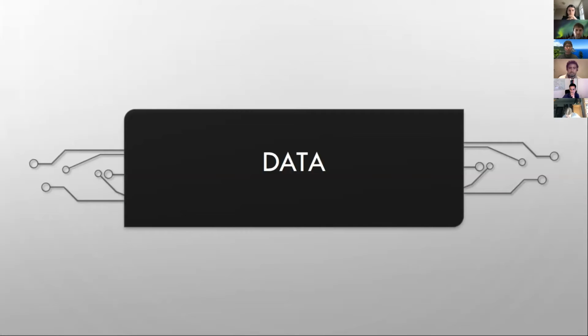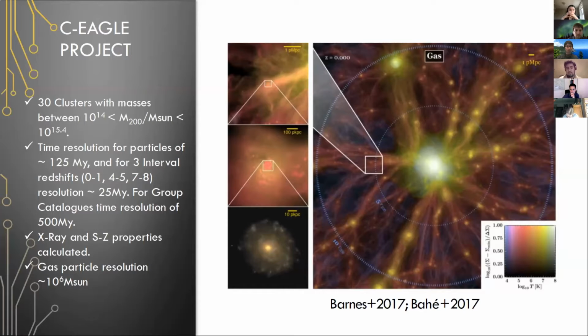So the CEAGLE project is a suite of 30 galaxy clusters simulated in a zooming fashion with high resolution. We have a mass resolution around 10^6, similar to, for example, the TNG100 or the EAGLE simulation. But we have clusters ranging from 10^14 solar masses to 10^15.4 solar masses, and a temporal resolution of around 500 megayears, and it is full physics. So they have recipes for star formation, AGN feedback, star formation feedback, black hole growth and accretion.